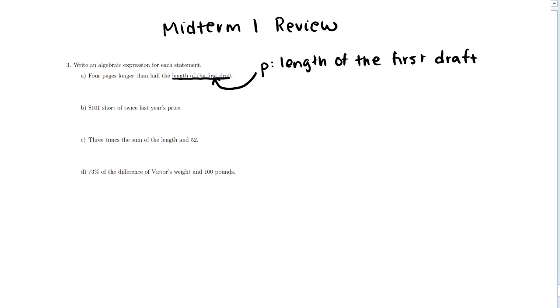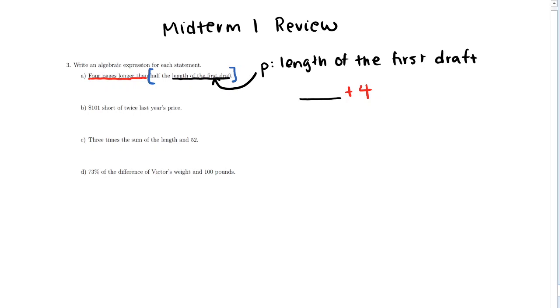And so let's write an expression that goes along with this statement, revolving around this variable P, the length of the first draft. So here it says 4 pages longer than, and that is telling us that we're adding on 4, right? It's going to be 4 more pages than something else. Longer than what? Well, longer than this next statement, half the length of the first draft. So 4 pages longer than something means we're adding on 4 to some quantity. It's 4 more than half the length of the first draft.